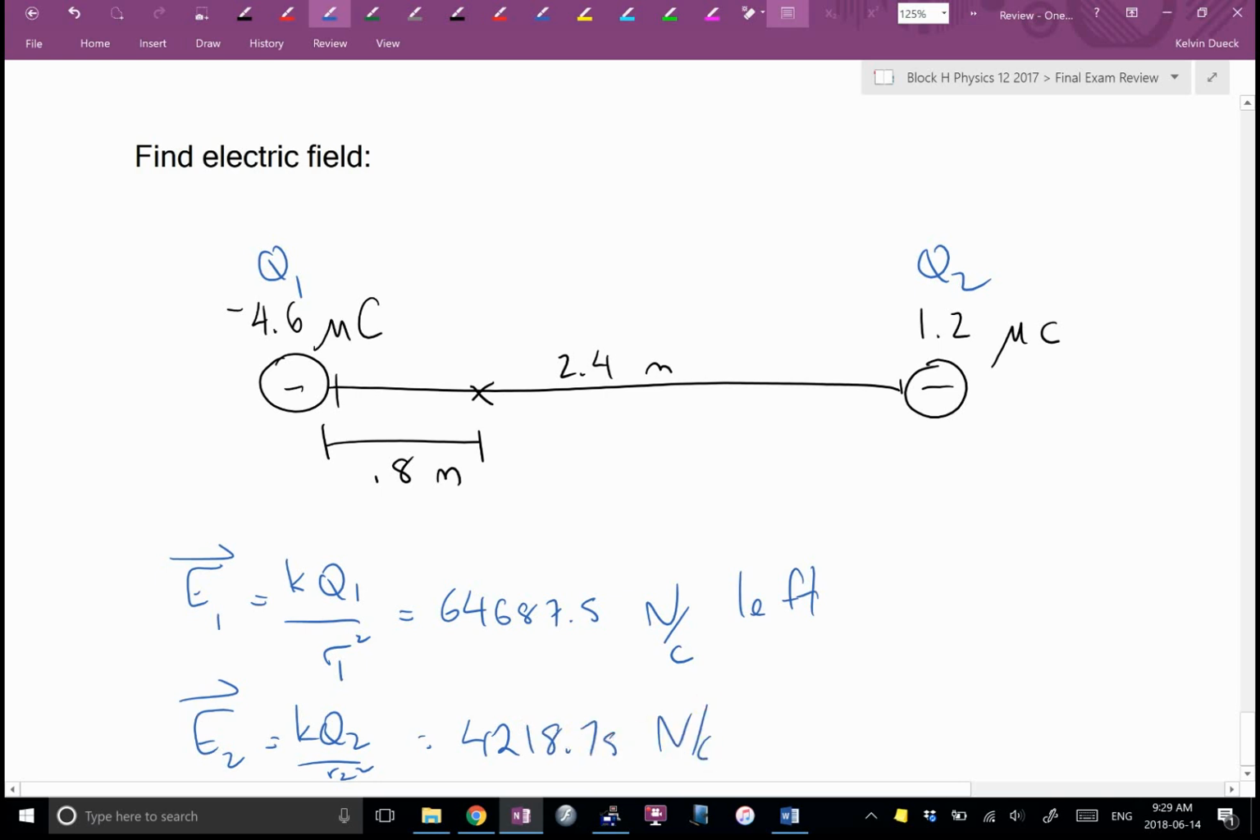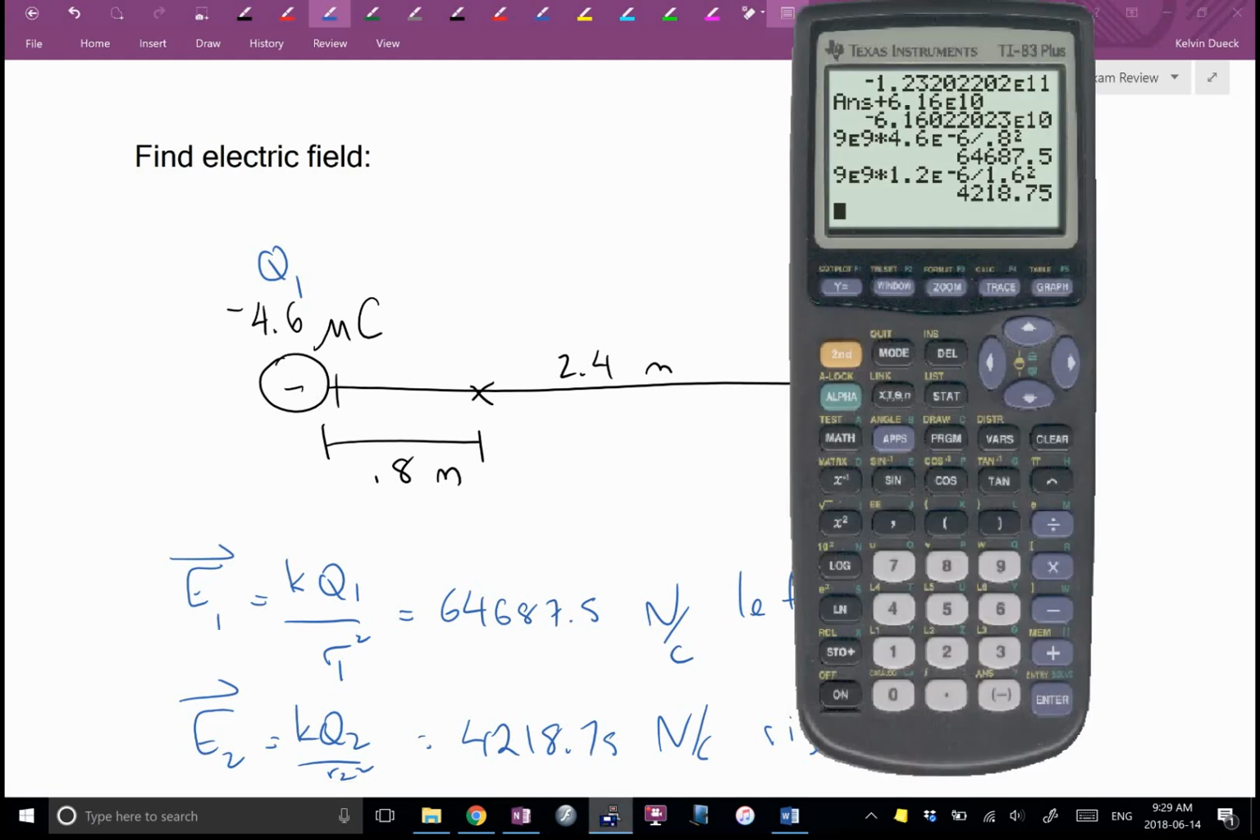Direction. How will I add left plus right? Winner minus loser. What if they were both in the right direction? How would I add right plus right or left plus left? Just add them. So this is going to be 64,687.5 minus that. The net electric field is in that direction, the winner's direction.